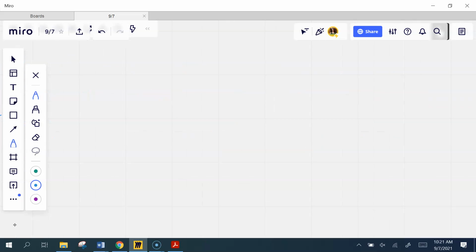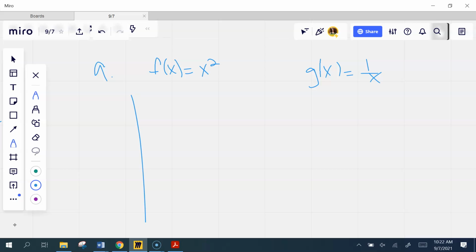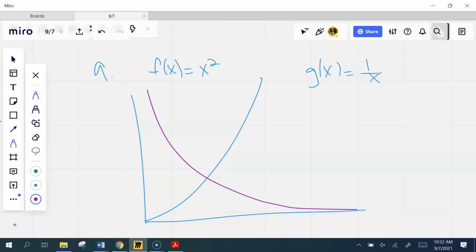Yes. Number 9. f of x equals x squared, and g of x equals 1 over x. And they're shown in this window. Which one is that? x squared. 1 over x. Those are parent functions that we should know, right?